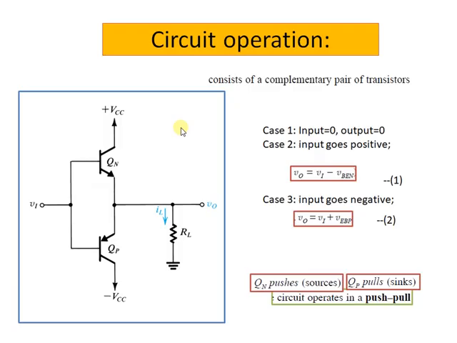So as you can see, the circuit consists of a complementary pair of transistors, an NPN transistor and a PNP transistor, which is connected in such a way that both cannot conduct simultaneously. The NPN transistor is denoted with QN and PNP transistor is denoted with QP. So we are going to analyze this particular circuit for three different cases: when input is 0, when input goes positive, and when input is negative. And the applied input voltage is denoted as VI here.